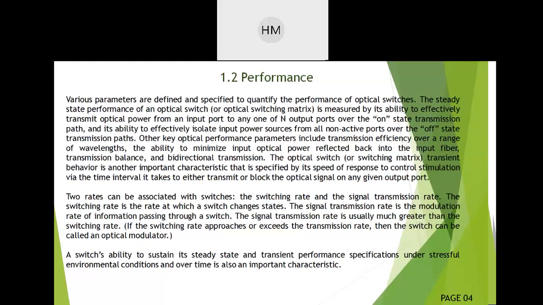Okay? Now, the efficiency parameter is very important. The transmission efficiency should be very high. Okay? See what we will transmit over here. We are transmitting light energy, okay, which will have different frequencies and different wavelength in your far infrared region. So the ability to minimize input optical power reflected back into the input fiber, transmission balance, and bidirectional transmission. See here, bidirectional transmissions are there. To and fro transmission will continuously take place. Okay, transmission at different wavelength will take place.